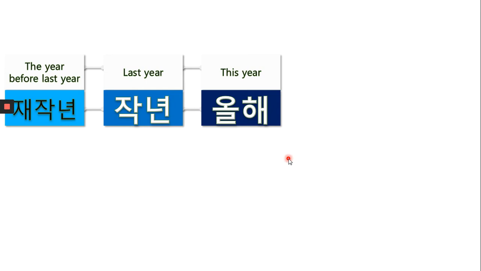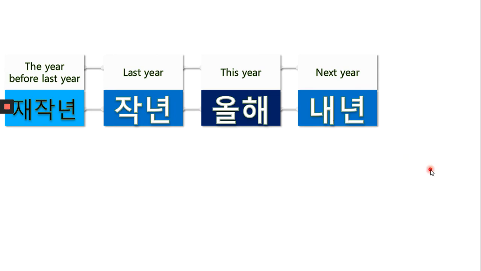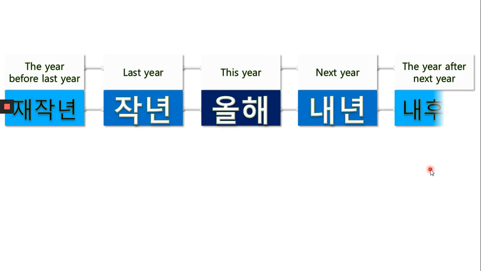Okay, 작년, 재작년. 올해, 작년, 재작년. How about next year? Next year, 내년. How about the year after next year? The year after next year, 내후년. 올해, 내년, 내후년. 올해, 작년, 재작년.